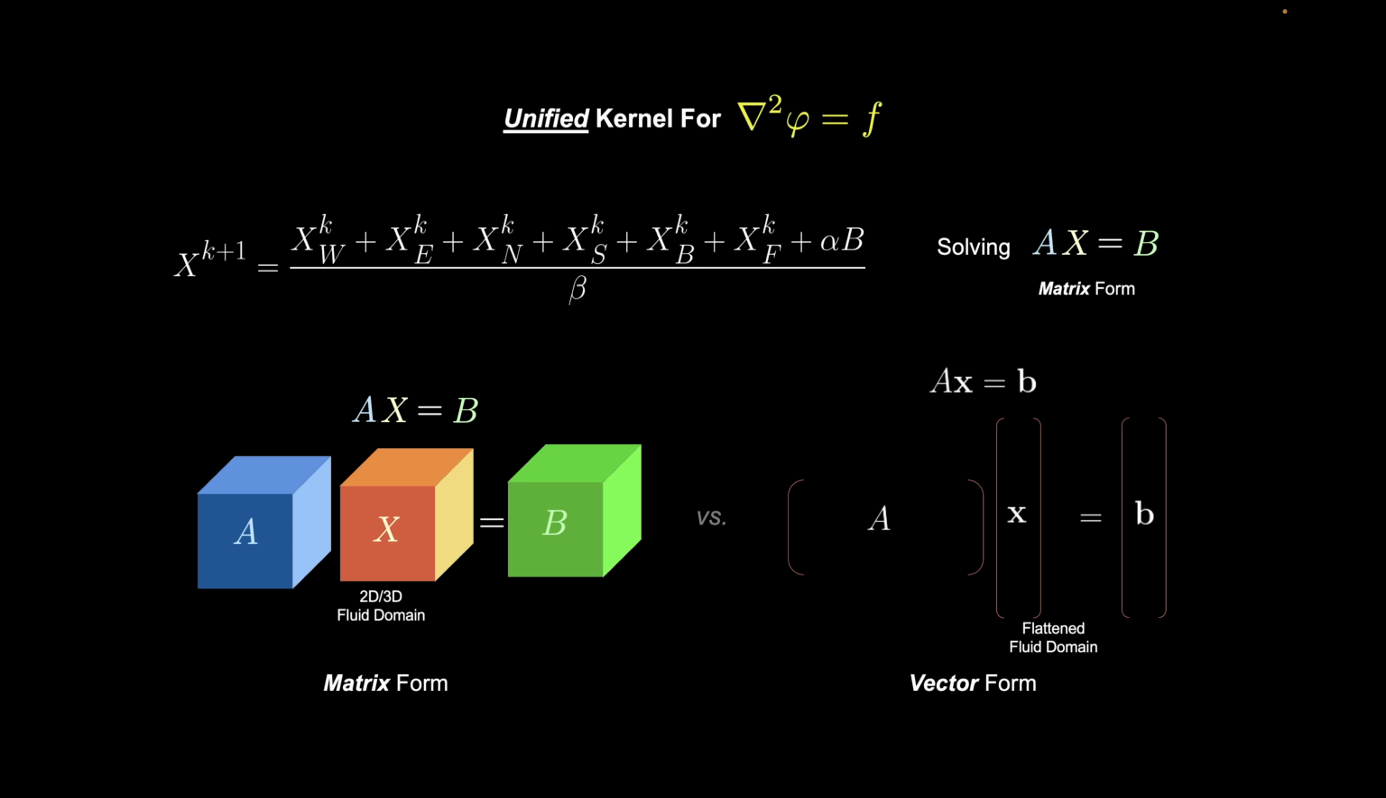This is contrary to the more familiar vector form linear system Ax equals b with lowercase x and lowercase b that you typically see in textbooks, where the domain X as well as the right-hand side B are flattened to become vectors. The benefit of keeping things in the matrix form is that it makes a couple of things a bit easier. One is that treating the boundary condition becomes easier to formulate, and the other one is our GPU implementation becomes more straightforward, as you will see later. Again, please see our paper for details on the difference between these two forms.